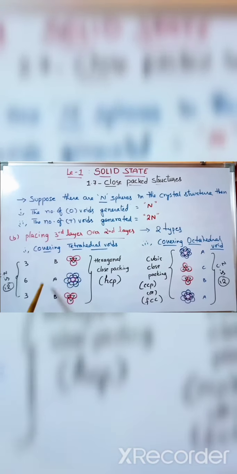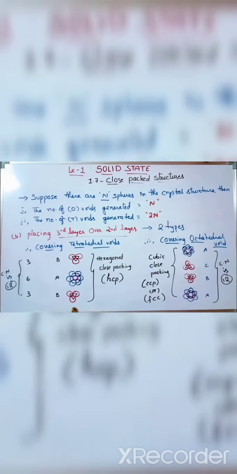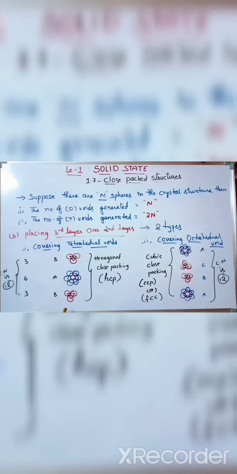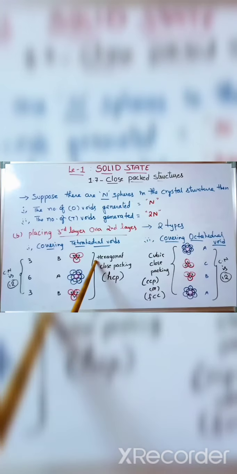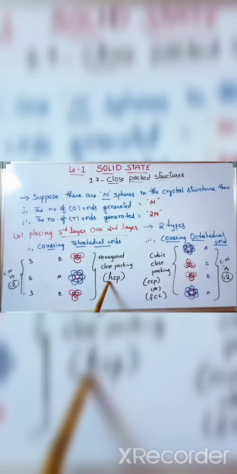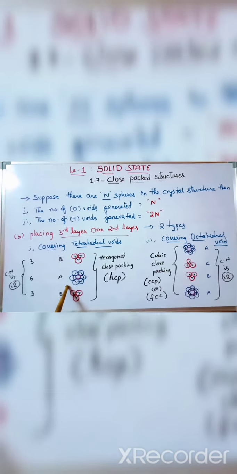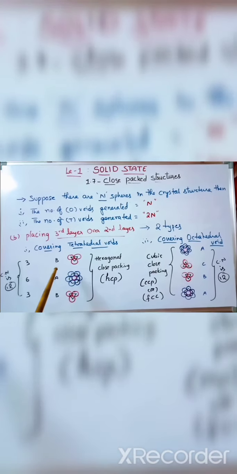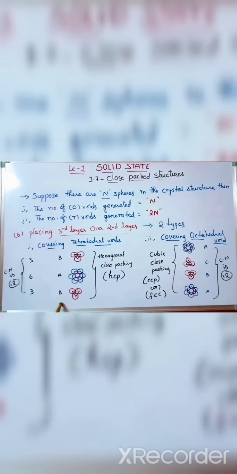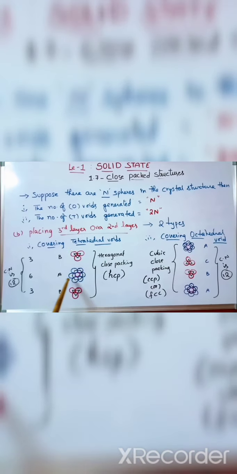Look here, 3 layers: A, B, and again A. So this pattern is called the ABAB pattern, in hexagonal close packing, or HCP for short. In this type, each sphere is in contact with 12 other spheres. Look here, 1, 2, 3, 4, 5, 6, 1, 2, 3, 1, 2, 3. So 6 from the middle layer, 3 from the bottom layer, and 3 from the upper layer. So each sphere is in contact with 12 other spheres.